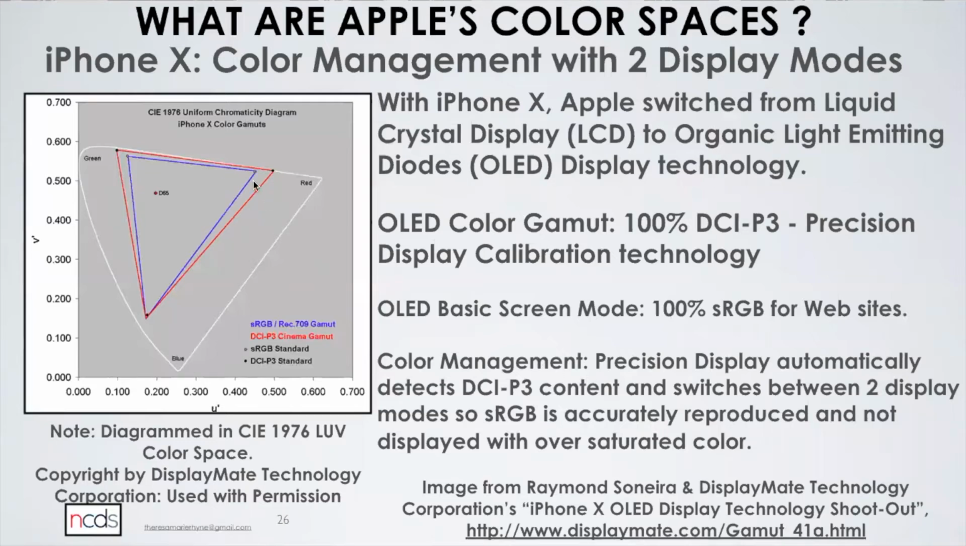The phone automatically alters back and forth depending on what you need to do. If you're shooting a movie, for example, it's going to stay in DCI P3. If you're working on a web page, it might go to sRGB.